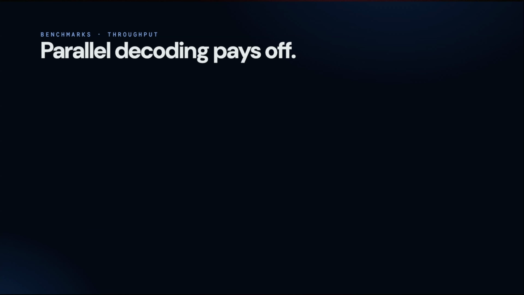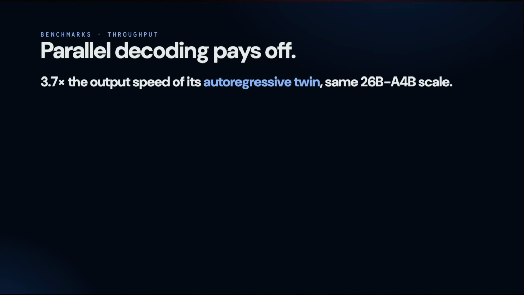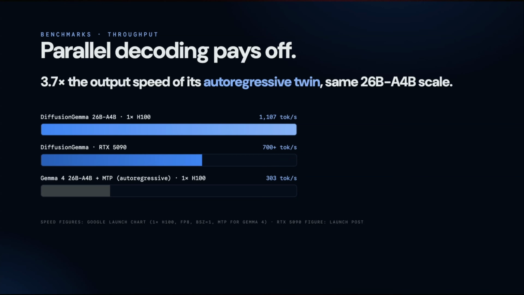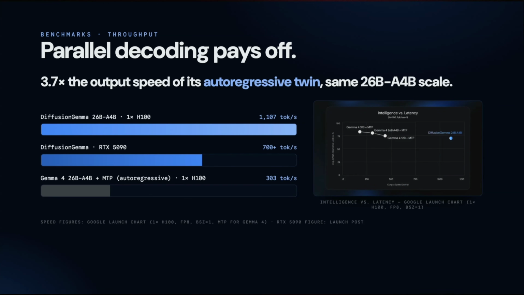The main claim to fame is that it's going to be extremely fast compared to autoregressive models. So you could do a direct comparison between a similar sized autoregressive model. In fact, Google released the 26 billion parameter model a few days ago. Diffusion gives you about 1100 tokens per second on an H100. The Diffusion Gemma gives you about 700 tokens per second. If you run the autoregressive 26 billion parameter model with multi-token prediction, you're going to be getting around 300 tokens per second.